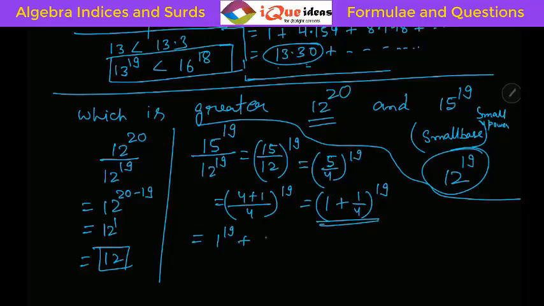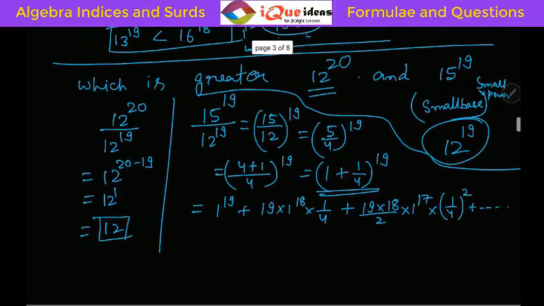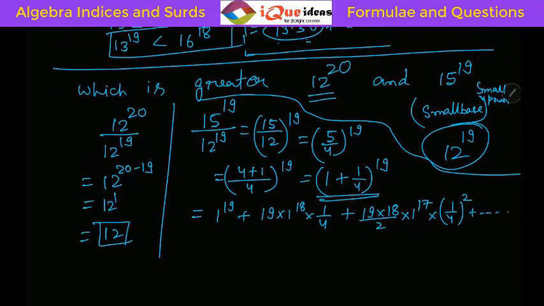raised to 19, second term is 19 into 1 raised to 18 into 1 by 4, third term is 19 into 18 by 2 into 1 raised to 17 into 1 by 4 square, and after that we'll get higher powers of 1 by 4 which will be much smaller, so we don't need to worry about them. Okay, so if you simplify this, you will get 1 raised to 19 as 1, second term is 19 into 1 divided by 4, 19 divided by 4 will be 4.75, right, plus the next one is 19 into 9 is 171 into 1 by 4 square, which is 1 by 16.